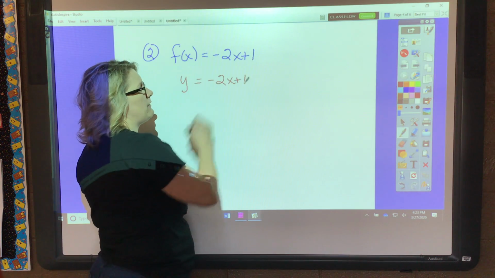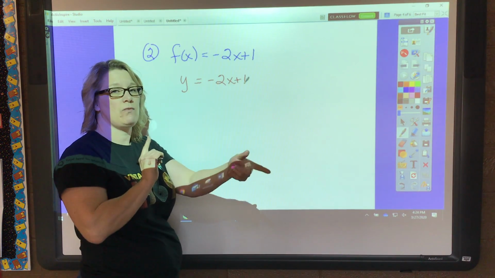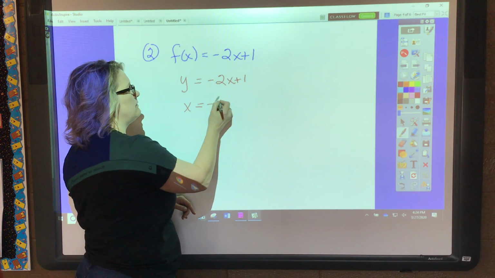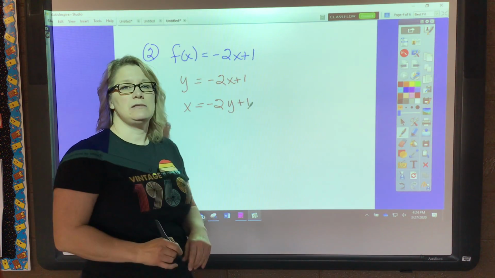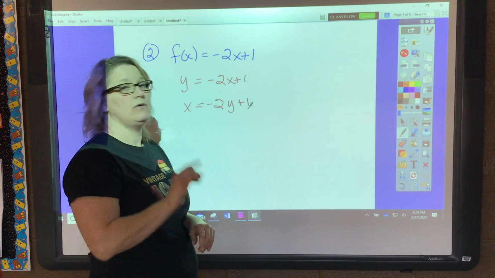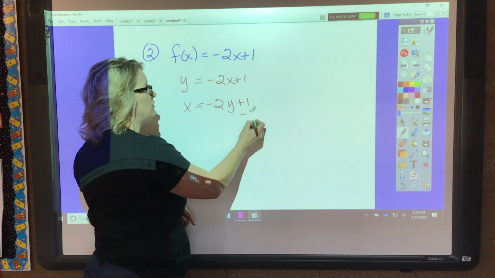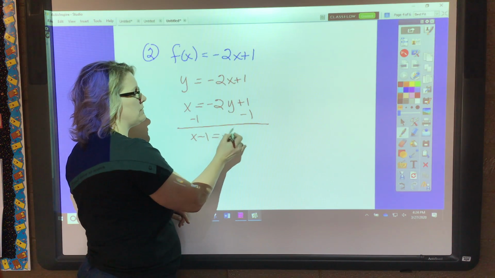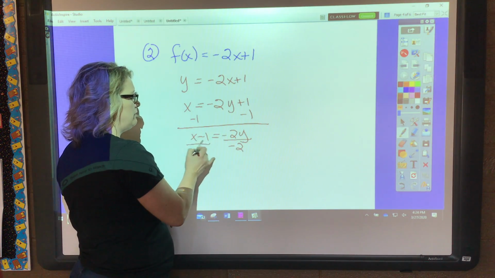We're going to get rid of f of x. Second step, switch your x and y around. So y is going to become x, and this x is going to become y. Third step, resolve for y. Get y by itself. So I'm going to subtract 1. I'm going to get x minus 1 equals -2y. I'm going to divide by -2.